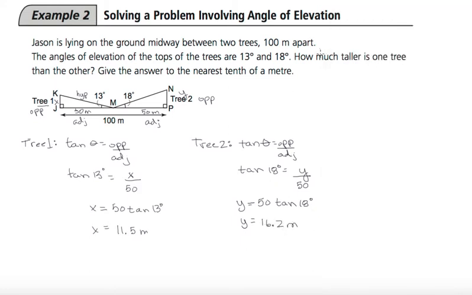Now that's just how tall it is. We want to know how much taller one tree is than the other. So now we're going to have to take 16.2 minus 11.5, and that's going to give me 4.7. Now we were asked the question in a sentence, so we're going to answer in a sentence as well. So tree 2 is 4.7 meters taller than tree 1. And that's the answer to that one.